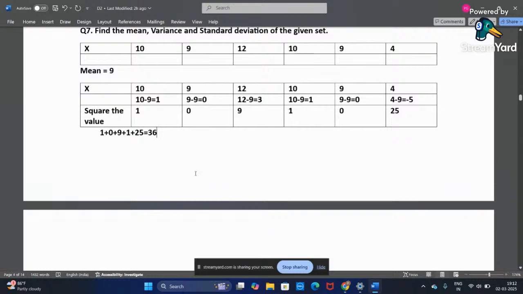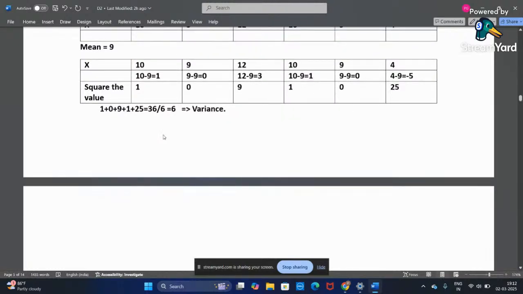To find variance, what do you have to do? Again, we need to divide this 36 by the total number of observations. The number of observations here is 6. So the answer is 6. This is your variance. Any doubt in finding variance? Okay, fine. We'll move on to find the standard deviation.